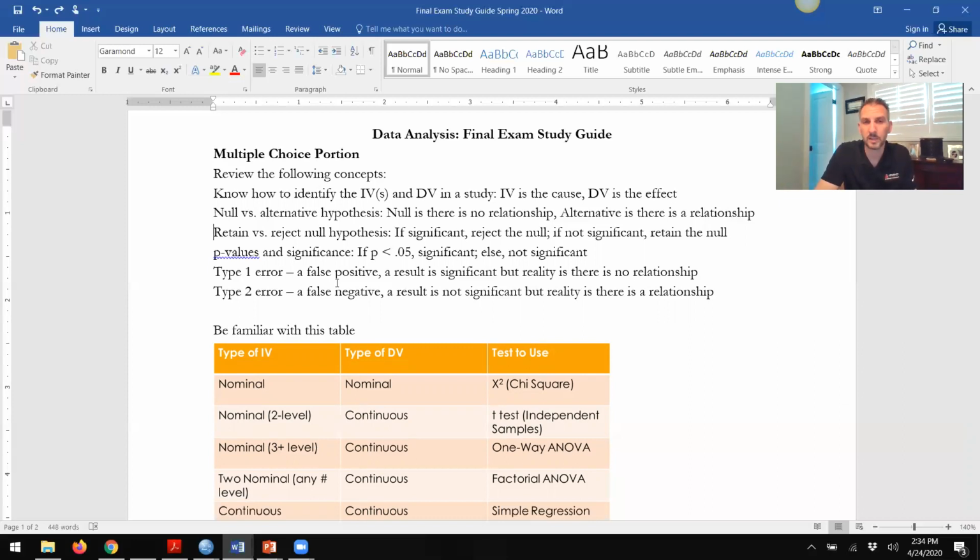You have a not significant result, and it's possible that there is a relationship, and this could be a false negative, that you think there's nothing there, but in reality there is a relationship.